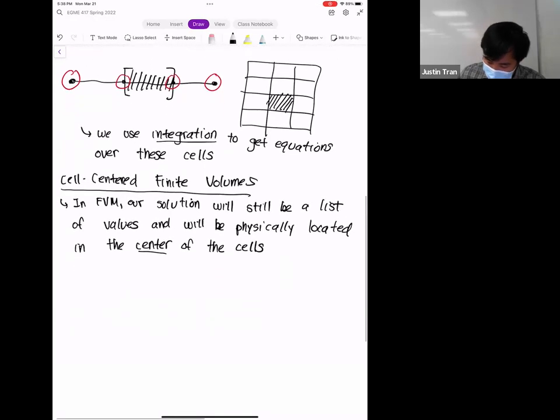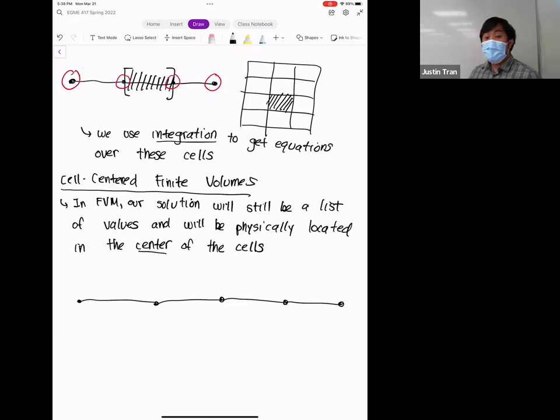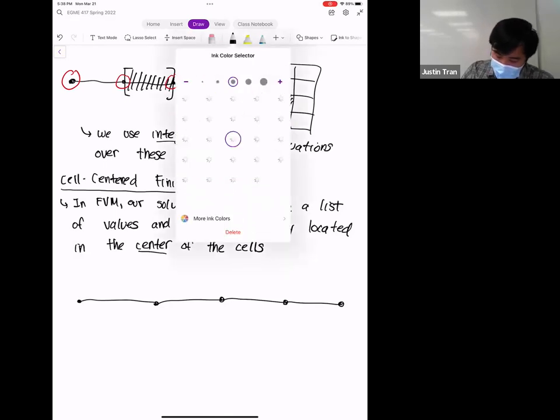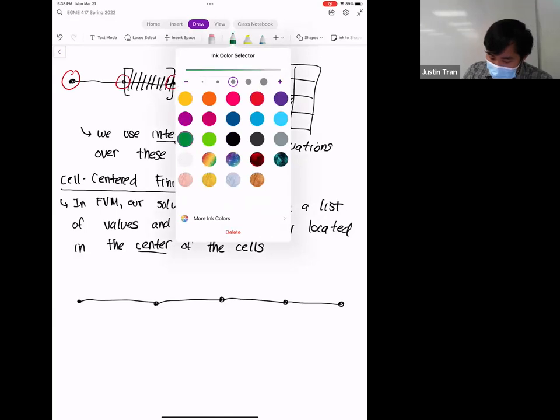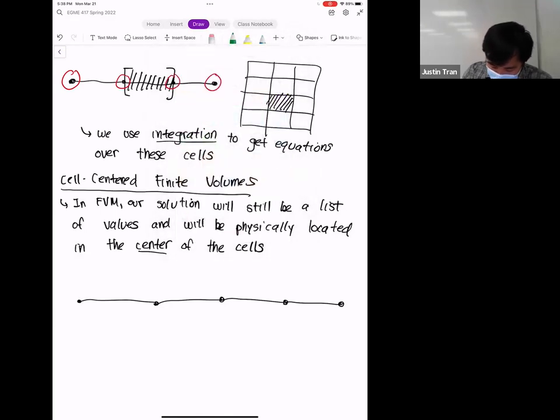Okay. And so let's take the 1D case again, because this is the one we're going to be working with first. Here's our typical 1D grid. We have 5 grid points and 4 cells. When we solve the finite volume equation, we're going to get 4 solution values here.